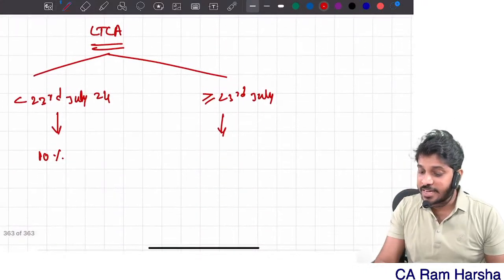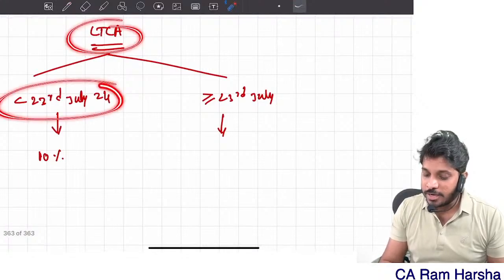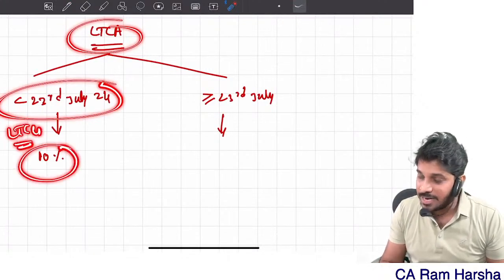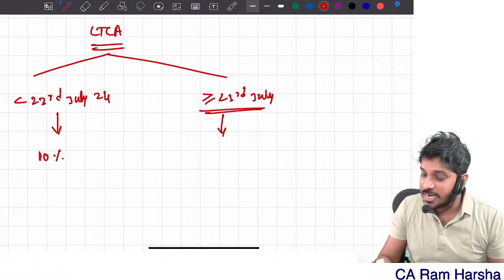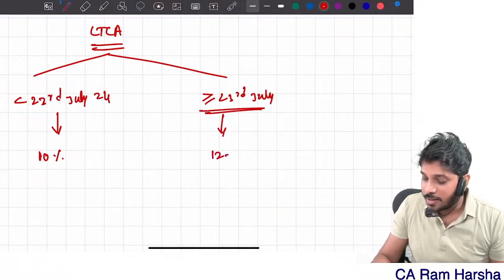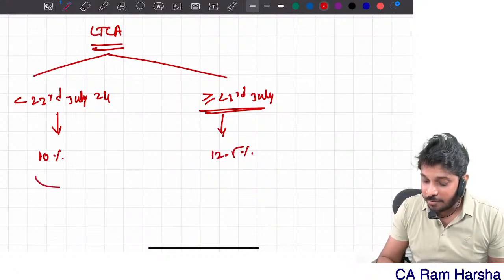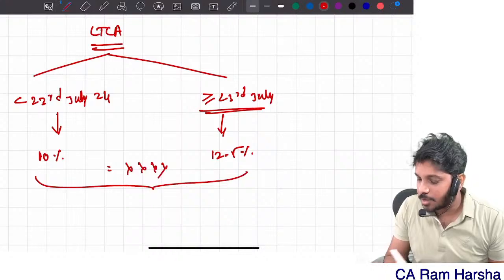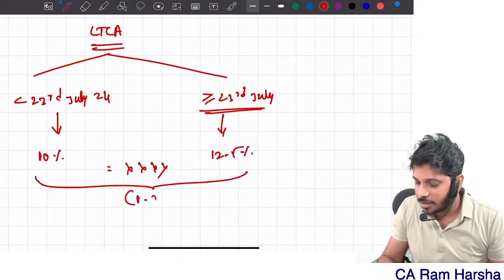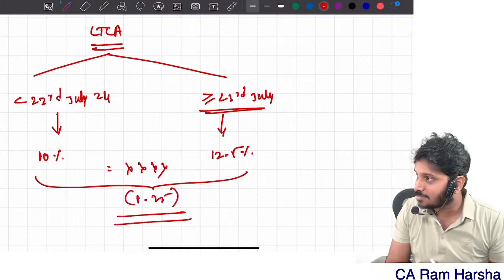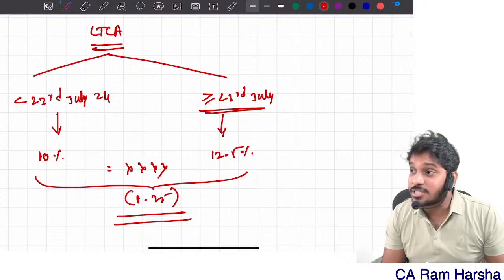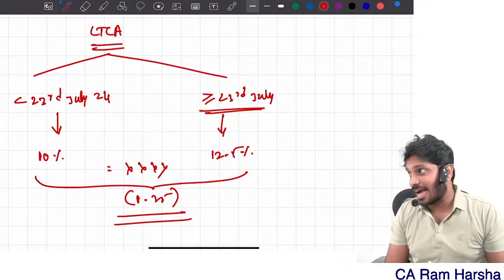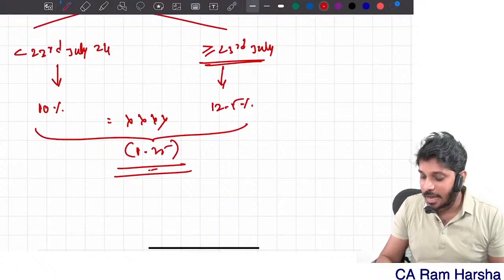Then, if the asset is long term and you sell before 23rd July, you have a long term capital gain taxable at 10%. If you sell on or after 23rd July, the tax rate is 12.5%. Whether it is before or after, you first compute the total capital gain. On that, give an exemption of 1.25 lakh. The balance capital gain is taxable.